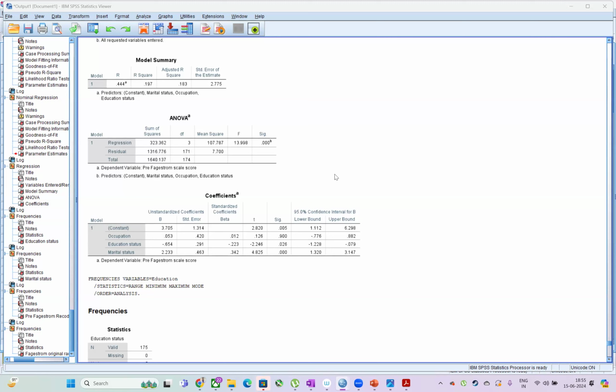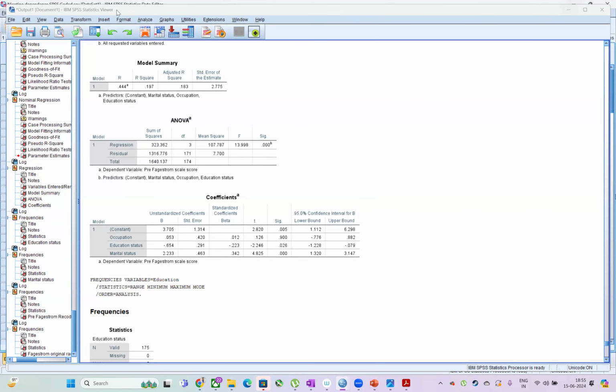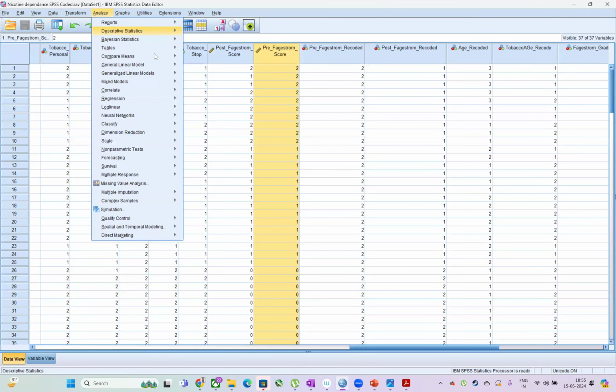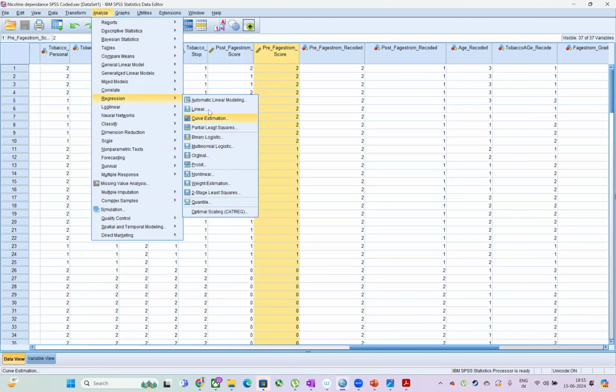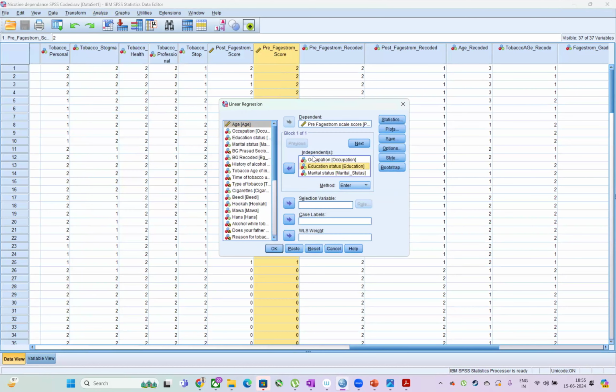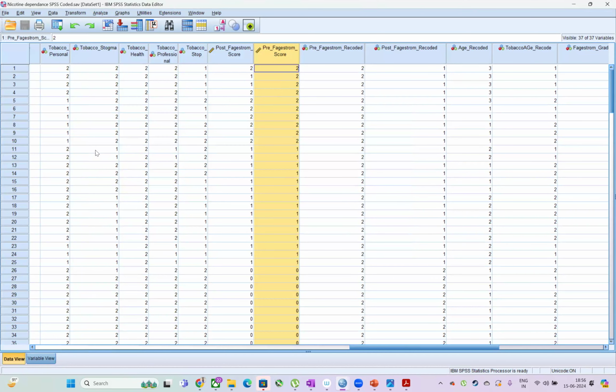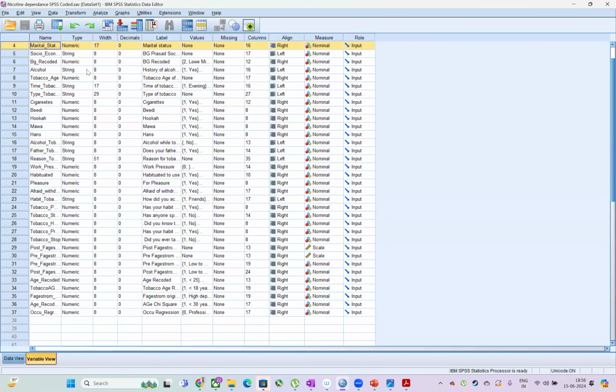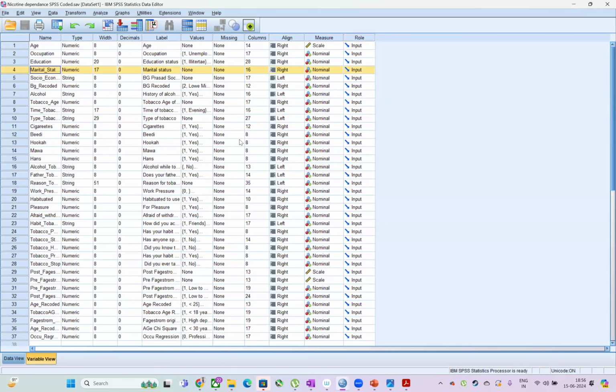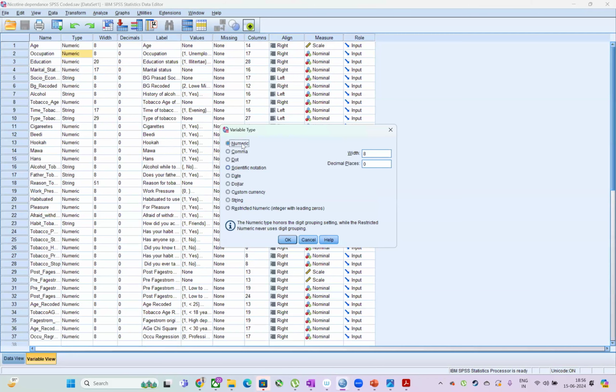When you take the qualitative variables into a linear regression, it will reject the variables which don't have a numeric scale. For example, if you see here this occupation, education, and marital status and all, it is numeric. If I have string over here, it will not accept string variables into the linear regression.